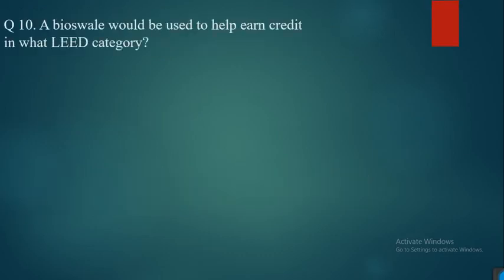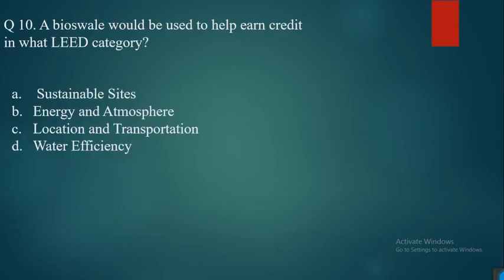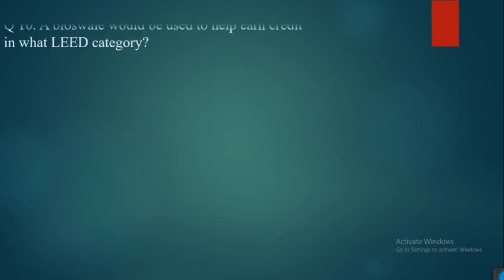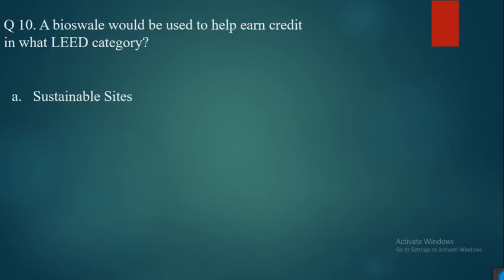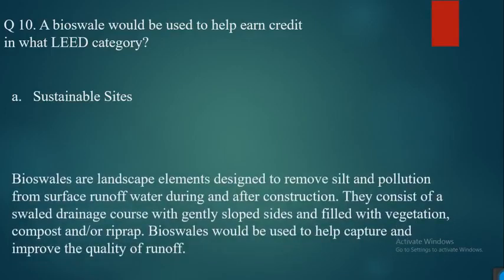Last question. A bioswale would be used to help earn credit in what LEED category? Options are sustainable sites, energy and atmosphere, location and transportation, water efficiency. Answer is sustainable sites. Because bioswales are landscape elements designed to remove silt and pollution from surface runoff water during and after construction.